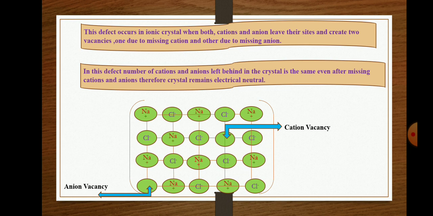Now from this crystal lattice, two ions are missing, one Cl- and one Na+. So students, the same number of positive and negative ions have departed from the crystal. Therefore, there is no change in the electrical condition. Therefore, in this defect, the crystal remains electrically neutral. So I think all of you understand what a Schottky defect is.